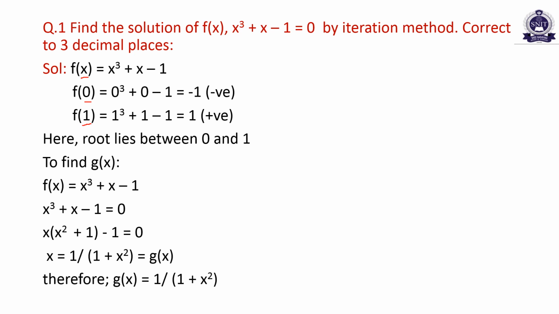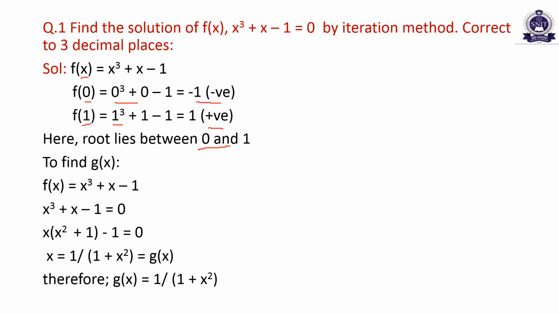So here we are substituting 0 first. So x will become 0. So f(0) is equal to 0 cube plus 0 minus 1, and that is minus 1, and the answer is a negative value. Then f(1) is 1 cube plus 1 minus 1, which is equal to 1, and that is a positive value. So you have to check whether the outputs are negative or positive. Here f(0) is negative and f(1) is positive. So you can write that the root lies between 0 and 1.